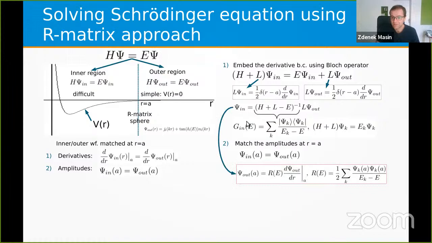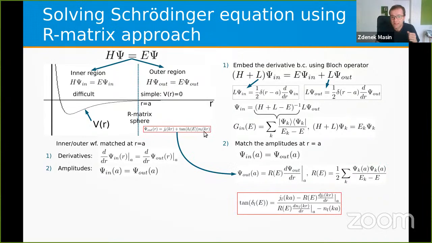So we have now the expression for the inner region wave function in terms of the Green's function, and we just evaluate it at the boundary and set it equal to the outer region solution. So we get the fundamental equation of the R matrix. This is the matching equation that's stated in every R matrix talk. Now that we have this, we can insert into this equation the known form of the outer region solution and express the unknown variable, which is the phase shift, basically, or the tangent of the phase shift.